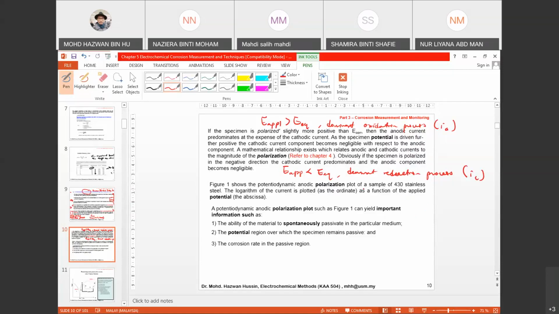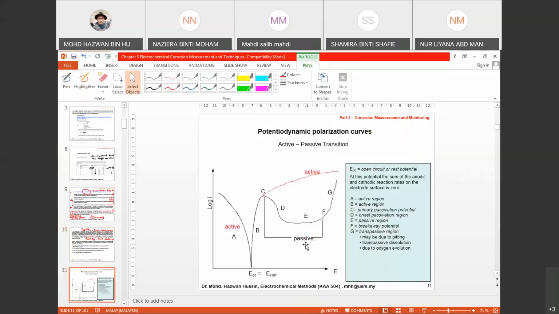Later on, you will see that figure 1 shows the potentiodynamic anodic polarization plot of a sample of 430 stainless steel. The logarithm of the current is plotted as the ordinate as a function of the applied potential. The potentiodynamic polarization plot in figure 1 can yield important information, such as the ability of the material to spontaneously passivate in the particular medium, the potential region over which the specimen remains passive, and the corrosion rate in the passive region. So this is the figure 1 that you will see.